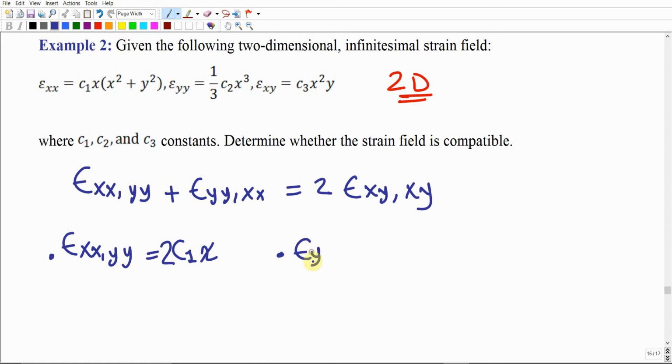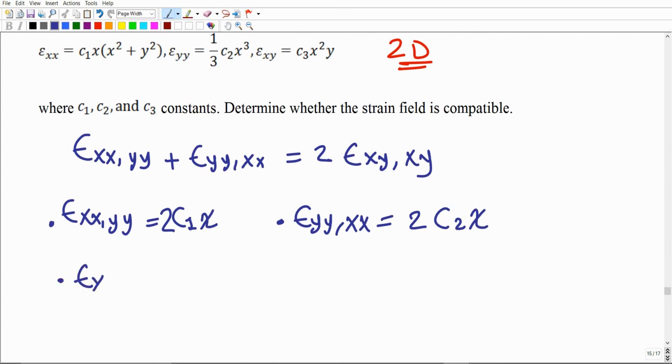How about epsilon yy comma xx, the second derivative of epsilon yy with respect to x? So there is a derivative with respect to x, and there is a twice derivative with respect to x. So this is going to give us 3 times 2 over 3 c2 x. This is the second derivative with respect to x, which is 3 can be cancelled with the 3, so we're going to end up with just 2c2x. Make sense?